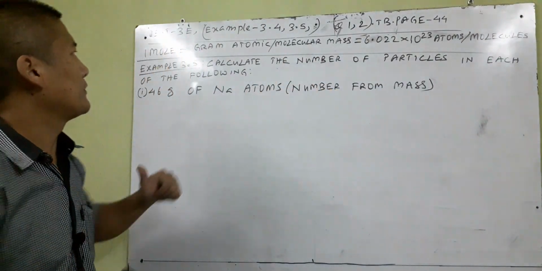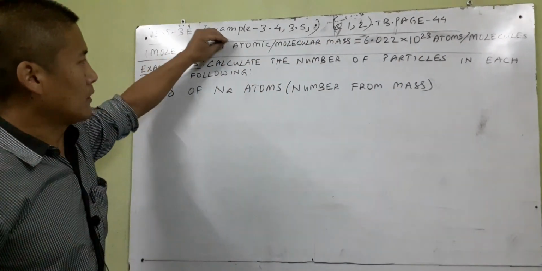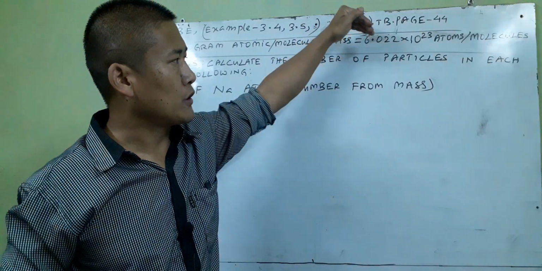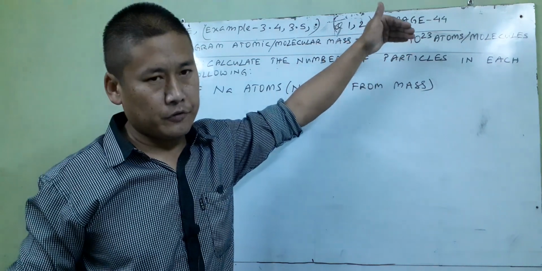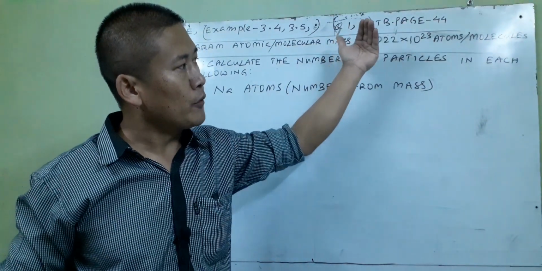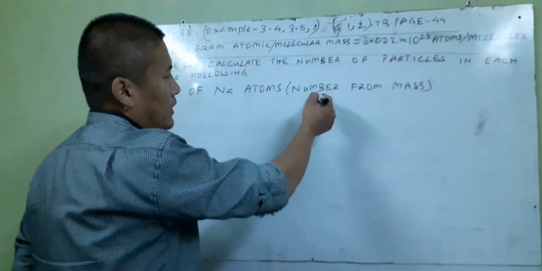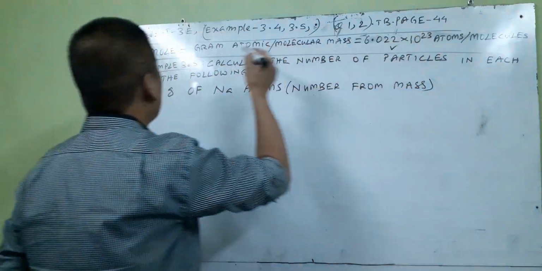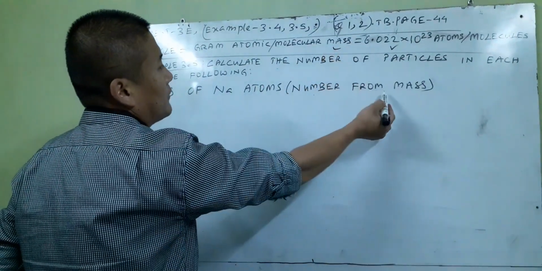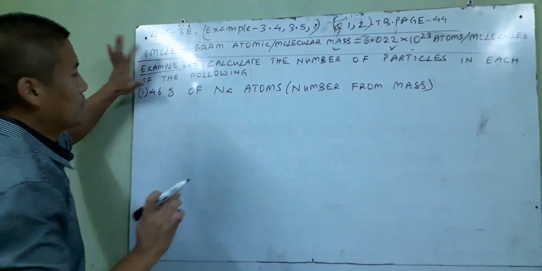Like yesterday in the previous video, we have to remember this formula here. 1 mole equal to gram atomic mass or gram molecular mass, which will be equal to having Avogadro number of particles, 6.022 into 10 to the power 23 atoms if it's atoms, or molecules if it's molecules. They are saying number from mass. So we know number of particles is this one, and mass is this one here. Number from mass, very clearly. So these 2 portions of the formula we're going to have to use, not the mole.